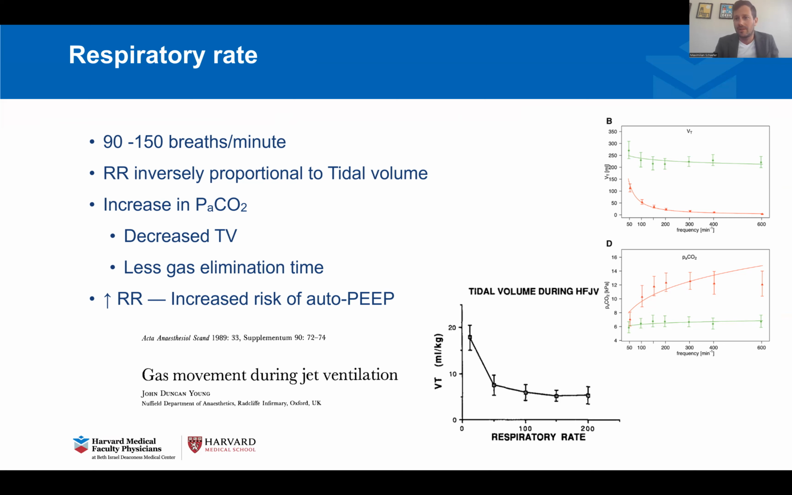So even if you increase your respiratory rate, you will decrease your tidal volume, and thereby you might not actually increase gas elimination. You might even get paradoxical effects. And also at higher respiratory rates, of course, the time for expiration becomes much shorter, so there's an increased risk for air trapping and basically intrinsic PEEP.